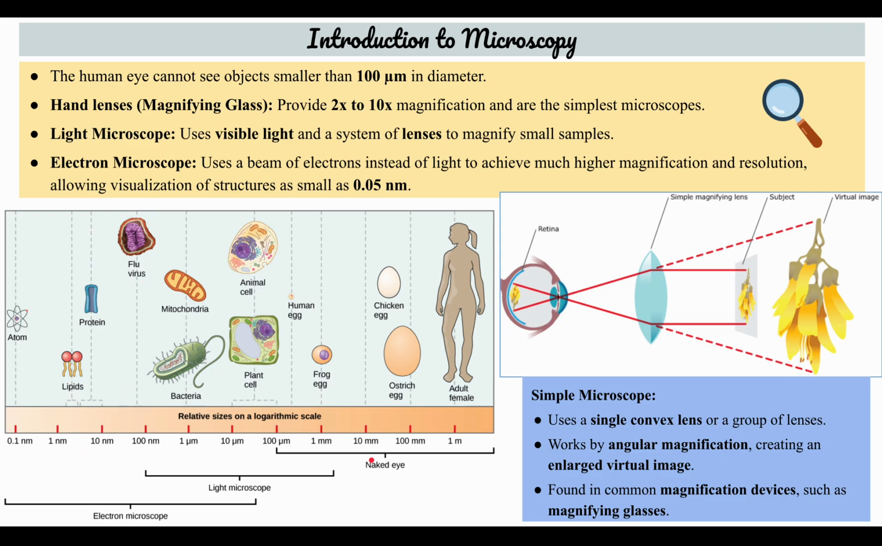This is the representation that with the naked eye we can see structures up to 100 micrometers, whereas with the help of a light microscope we can see objects ranging from 1 millimeter to 100 nanometers. If we want to see objects even smaller than 100 nanometers, then we go for electron microscopy.